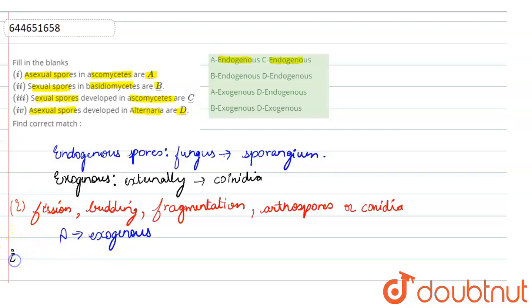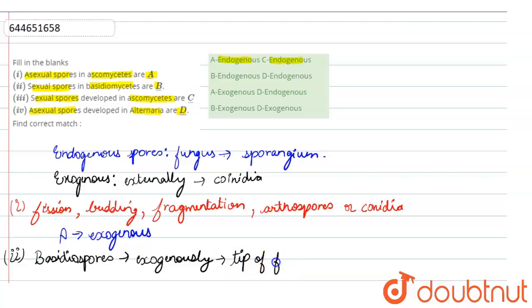So starting with the second one, which says sexual spores in basidiomycetes. So when we talk about the endogenous, or we can say the sexual spores are called the ascospores. Now these are formed endogenously in the sac-like asci. Okay. In basidiomycetes, the basidiospores, these are produced exogenously. And these are at the tip of the fine outgrowth, now this is called sterigmata. Okay, so the B one goes to exogenously.